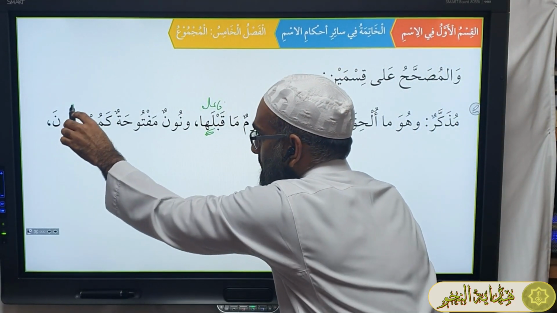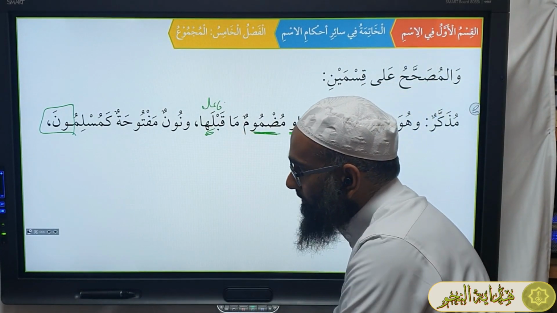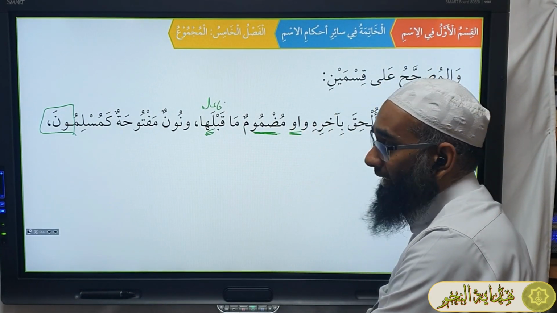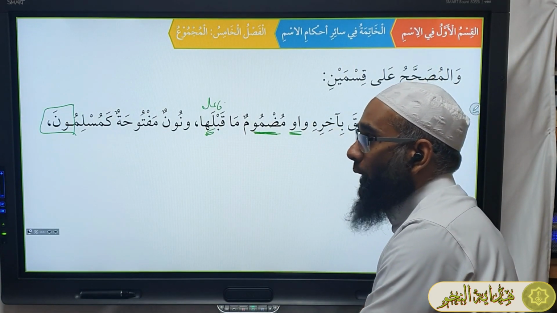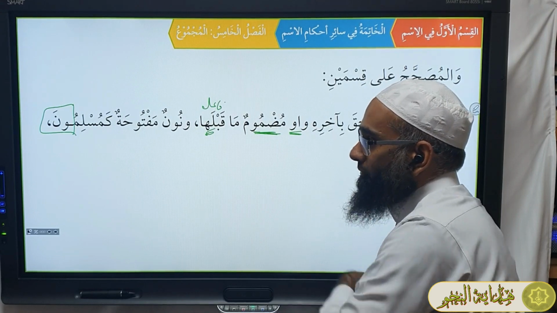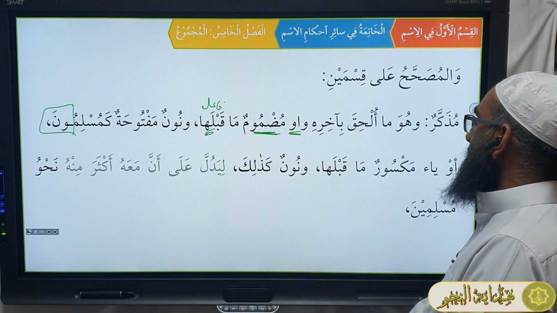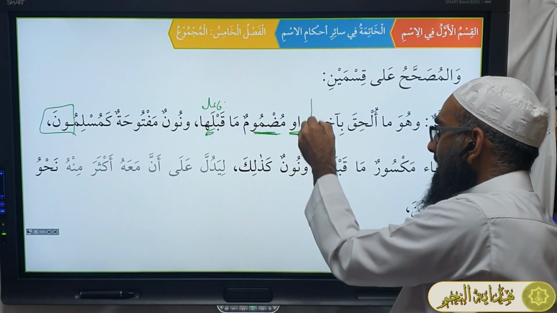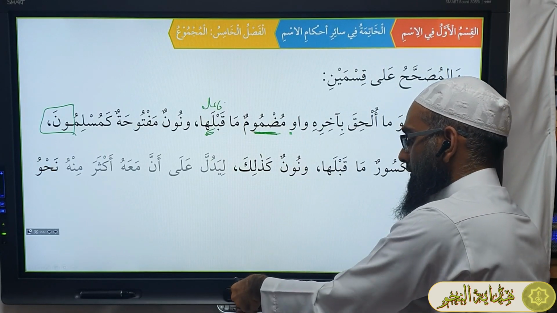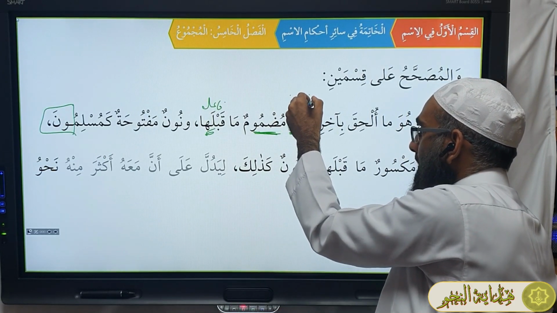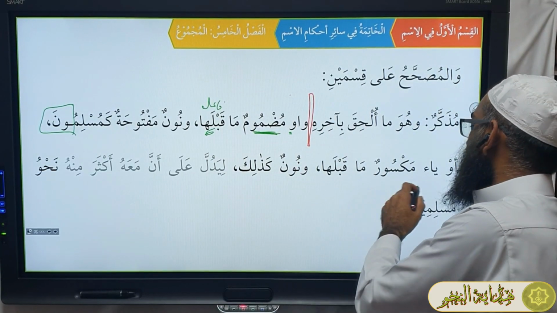So for example here, this is jama' musahhah mudhakkar. Why? Muslimun is a waw added to the end. What's the haraka before it? The dhamma. And what do you have after it? A nun maftuha. Correct? These are all basic stuff. أو ياء مكسور. So ألحق بآخره, either this, you either add ألحق بآخره this, or ألحق بآخره ياء مكسور.